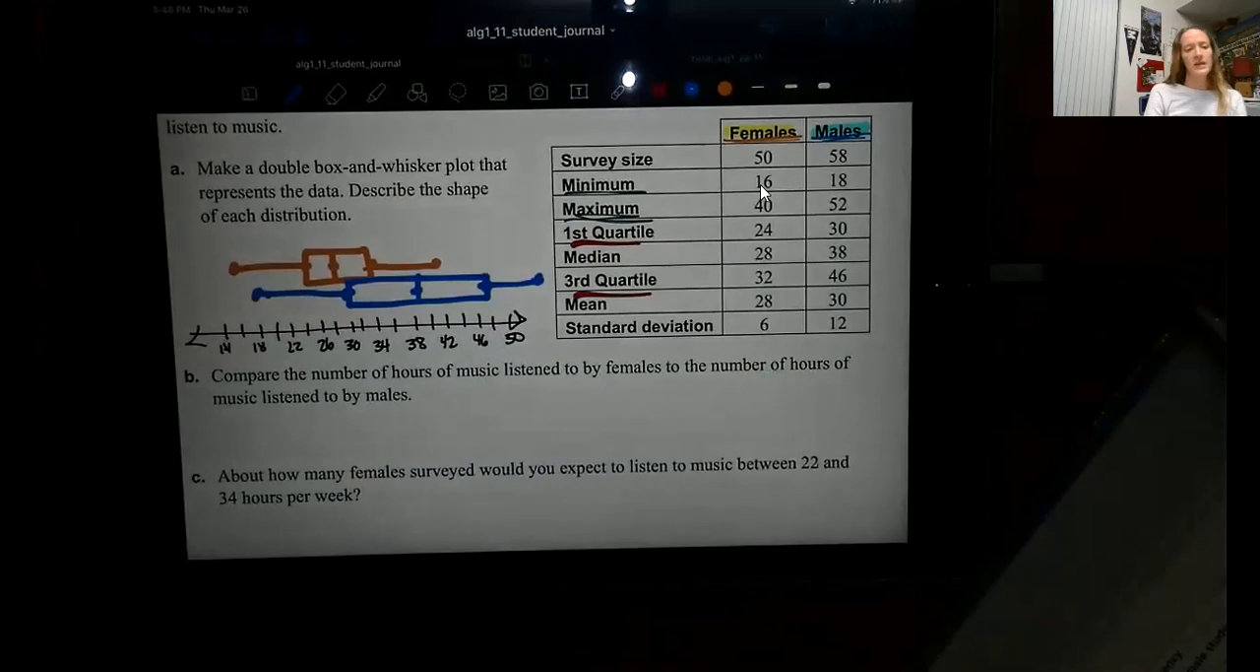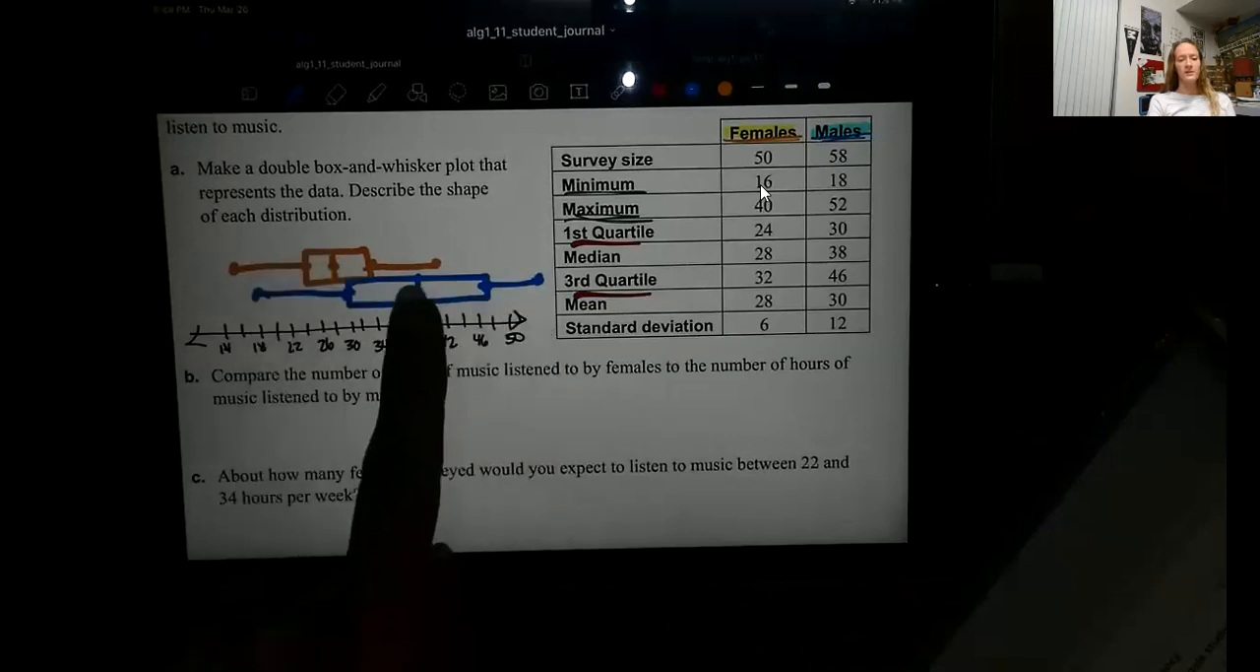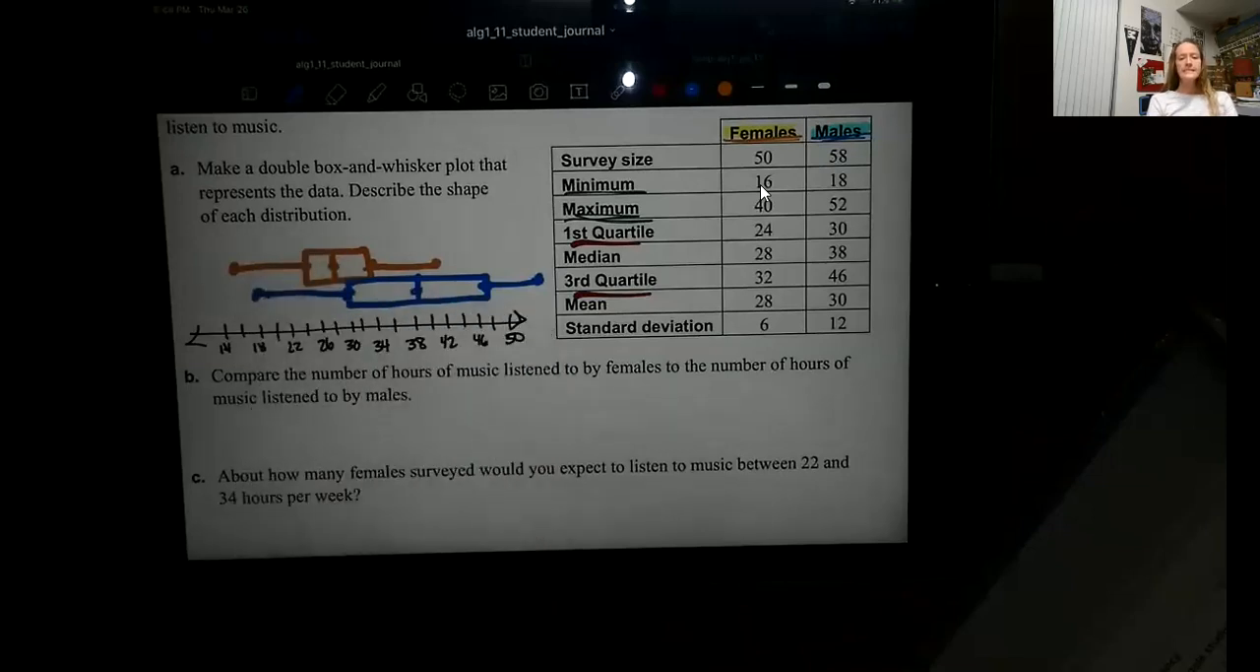Now there's a couple things you guys should be able to see right away. If I was to ask you which one has a higher spread, hopefully you're like, oh yeah, the males for sure. Meaning the females are more grouped together, more similar as far as the people that they polled, but the males had more variation and more variability in their answers. And we can see that from the box and whisker plot being more spread out.